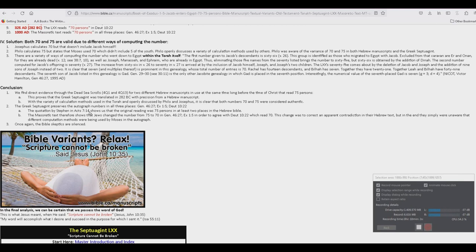The quotation by Stephen in Acts shows us that the original reading was 75 persons in at least two places in the Hebrew Bible. The Masoretic text, therefore, shows that Jews changed the number from 75 to 70 in Genesis 46:27 and Exodus 1:5 in order to agree with Deuteronomy 10:22, which read 70. This change was to correct an apparent contradiction in their Hebrew text. But in the end, they simply were unaware that different computation methods were being used by Moses in the autograph.